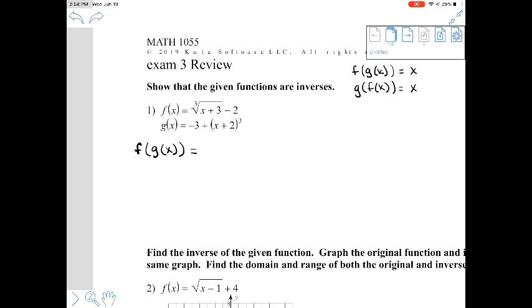So here's the f function, and anytime there's an input or an x, I'm going to leave an empty parenthesis. So cube root, and then instead of x plus 3, I'm going to put parenthesis plus 3, and then minus 2. And then in that empty parenthesis where x used to be, you write that g function. So negative 3 plus x plus 2 to the third power.